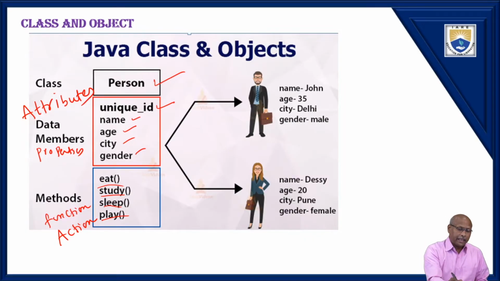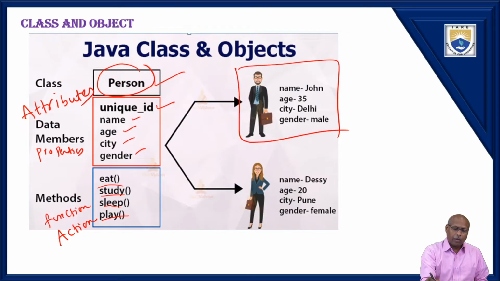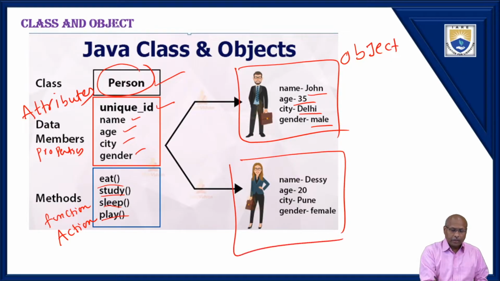Now person is what? It is a class. Person is a class. It is a generalized, generic form. Whereas this person is one object whose name is Johan, age is 35, Delhi, male. Similarly, this is the second object. For this, name is Desi, age is 20, city is Pune, gender is female. So this way you are able to create different sets of objects.